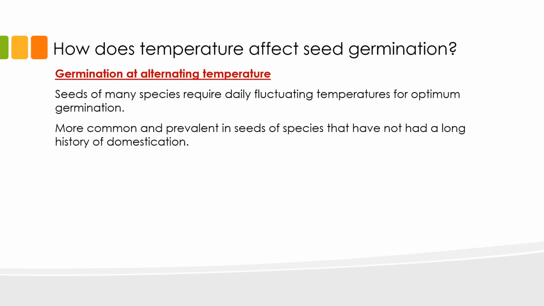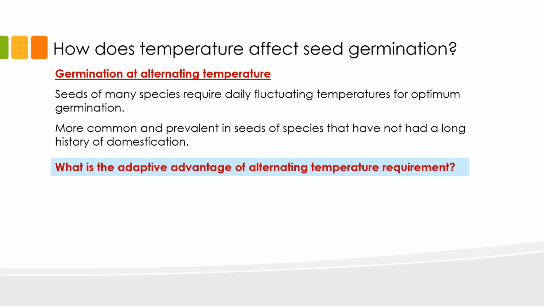Some seeds require daily fluctuating temperatures for optimum germination. This requirement for fluctuating temperature is commonly observed in seeds of species that have not had a long history of domestication. What do you think is the adaptive advantage of alternating temperature requirement?